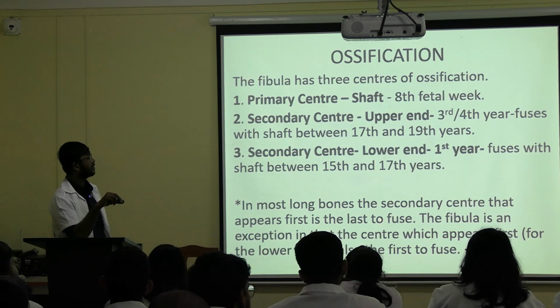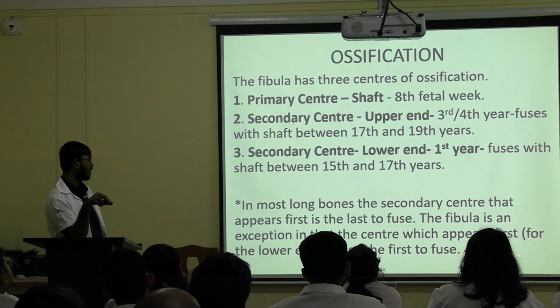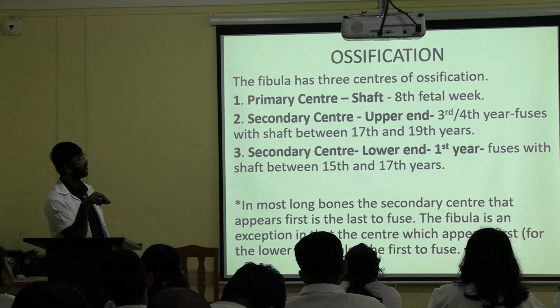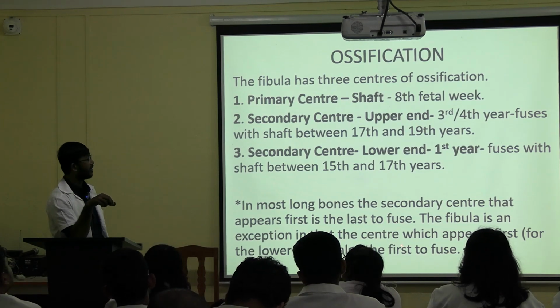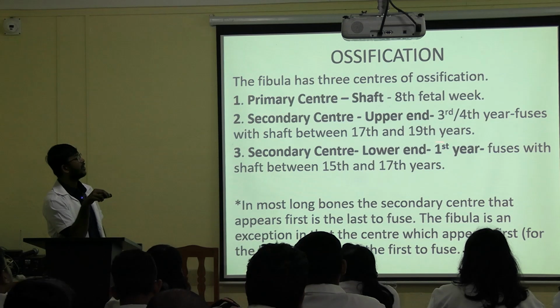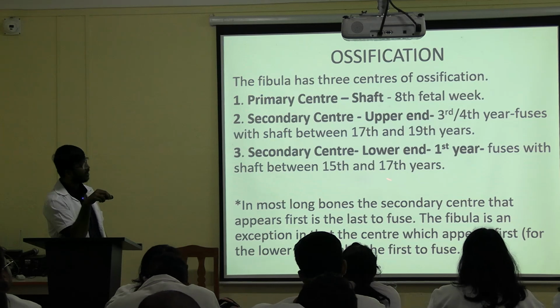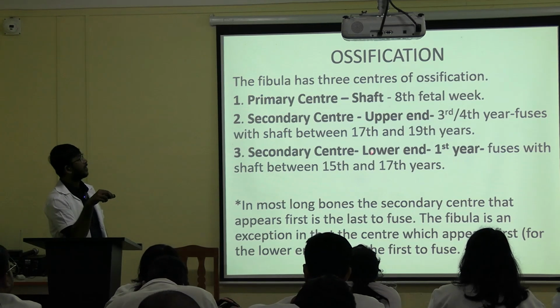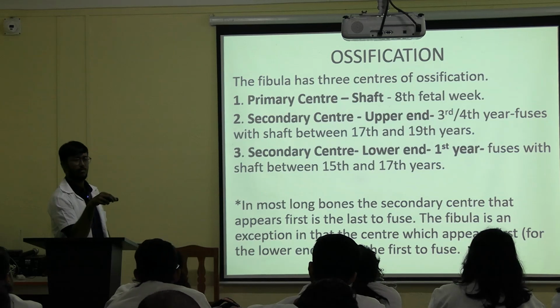See, in most long bones, the secondary center that appears first is the last to fuse, but the fibula is an exception in that the center which appears first for the lower end is also the first to fuse. In the fibula, the lower end center appears in the first year and fuses earlier. The upper end appears later and also fuses late.